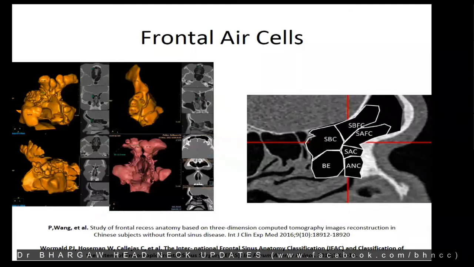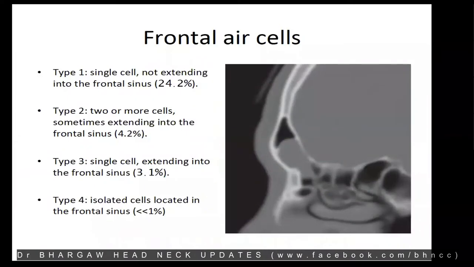So let's see what the types of frontal air cells are. We know the type 1: a single cell not extending into the frontal sinus.